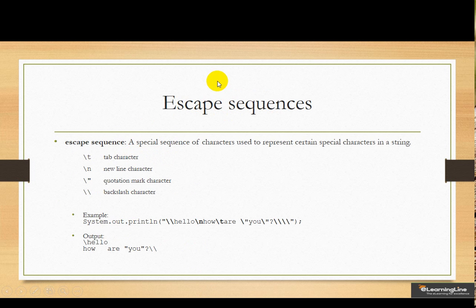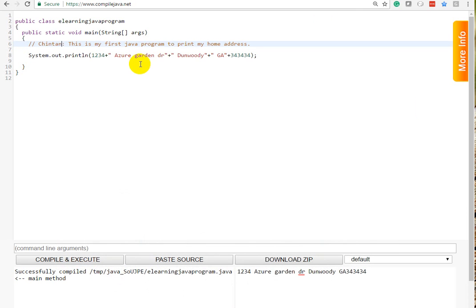Okay. Now let's talk about the escape sequence. When you say a slash t, that means you are talking about a tab character. When you see a slash n, that means it's a new line character. When you see double quotes, it's a backslash character. When you see this sign, it's a quotation mark character, right? So you do have an option to use this if you want.